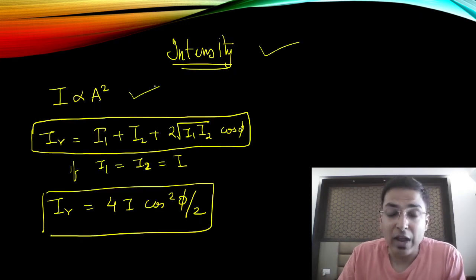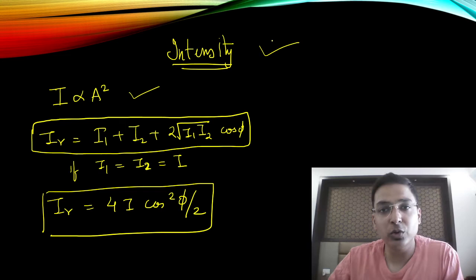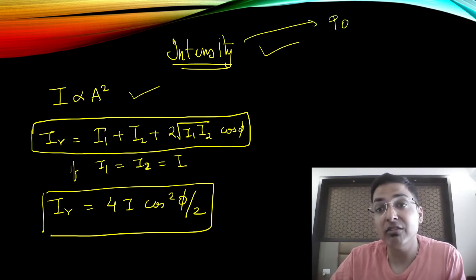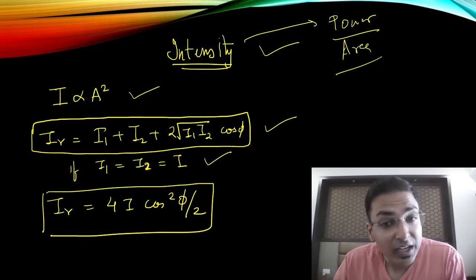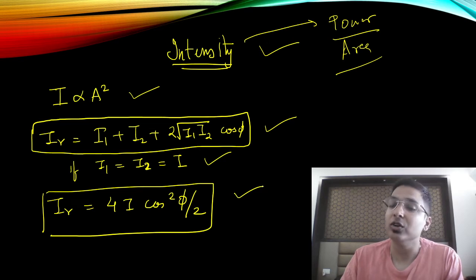Intensity is proportional to amplitude square, very important to remember. If you don't remember what intensity is, guys, it is power upon area. Okay, this is intensity. Then what is the resultant intensity? If both are equal, then this is the formula: 4I cos square phi by 2. If I1 and I2 are different, then this is the formula.